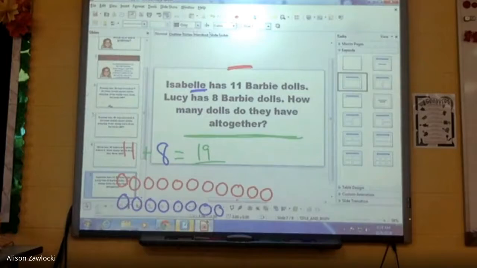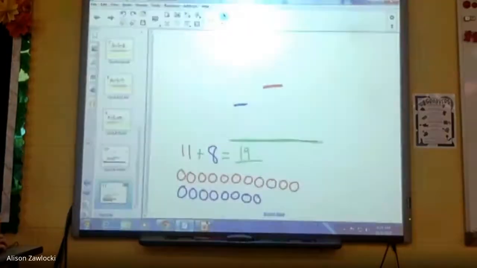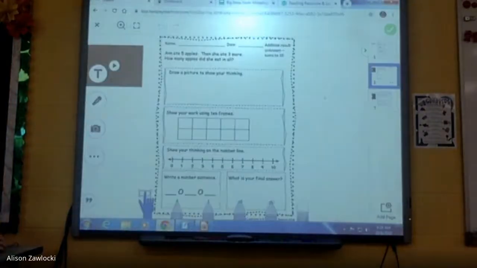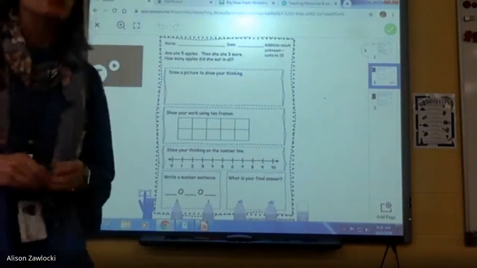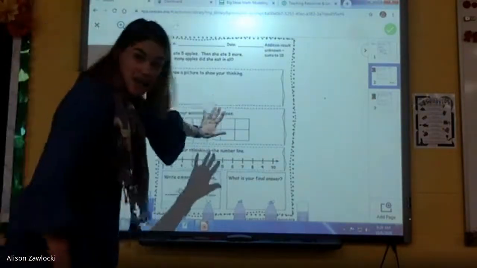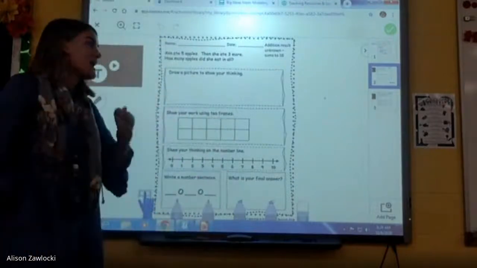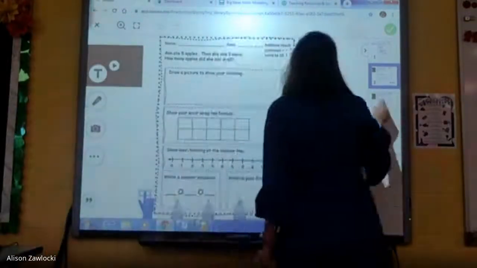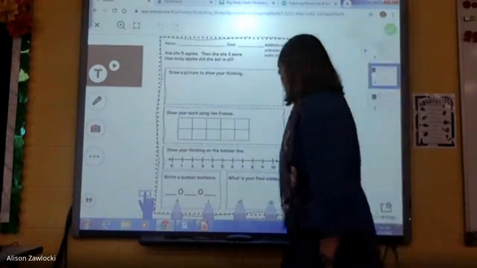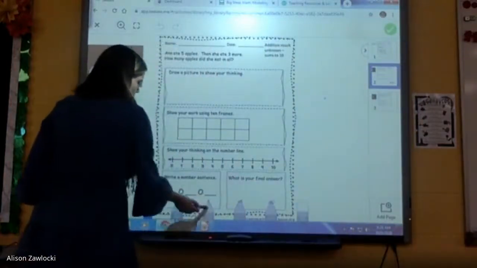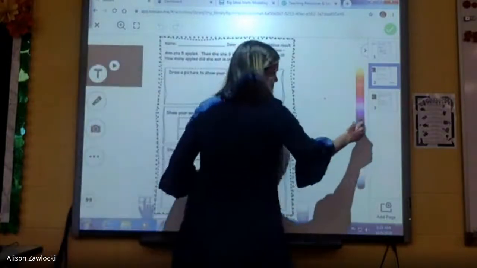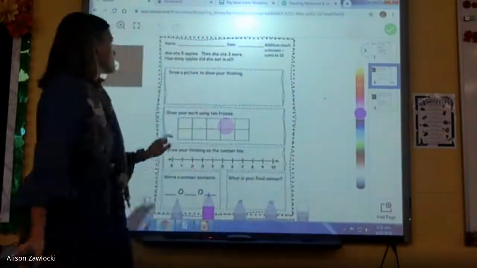Now I'm going to go ahead and show us what we do for Seesaw today. So we have a word problem here. I'm going to show you how to do the addition one, and then you are going to do this exact addition one on your own, and you're going to do a subtraction one too. Okay, so let's get started.